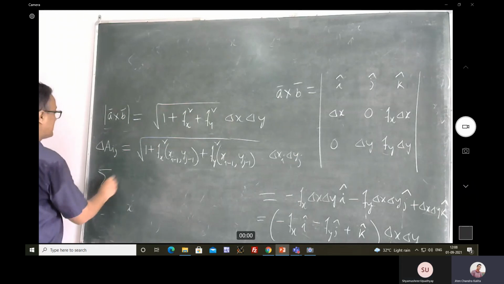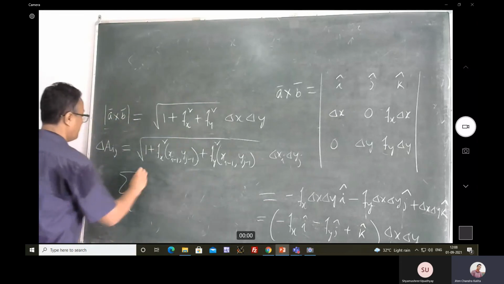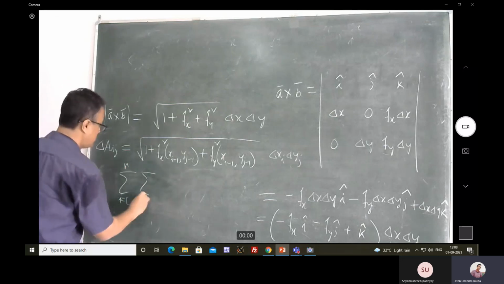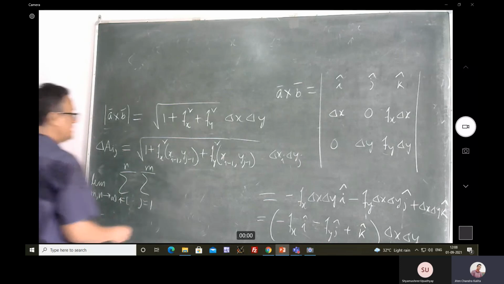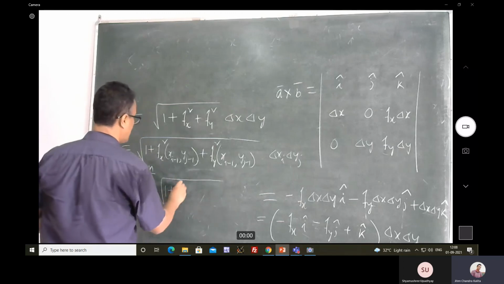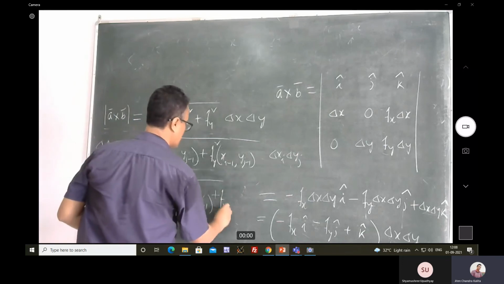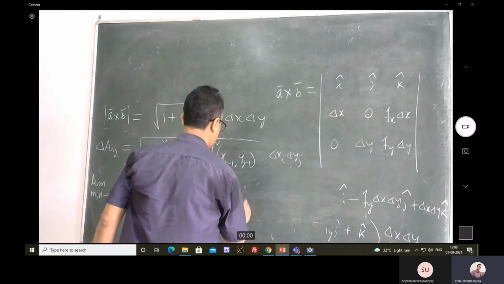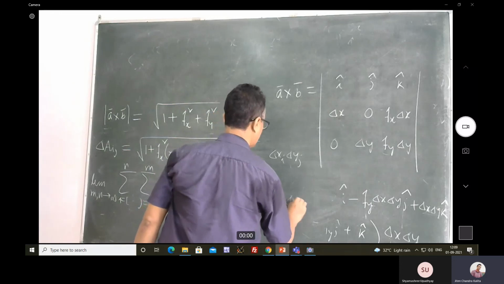So now if I take this sum, i goes from 1 to n, j goes from 1 to m, and again the limit as m, n tends to infinity, of the sum of delta A_ij. So this is simply the square root of 1 plus f_x at (x_{i-1}, y_{j-1}) squared plus f_y at (x_{i-1}, y_{j-1}) squared, times delta x_i delta y_j.